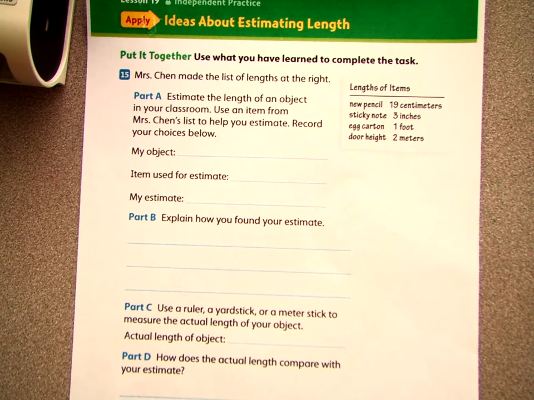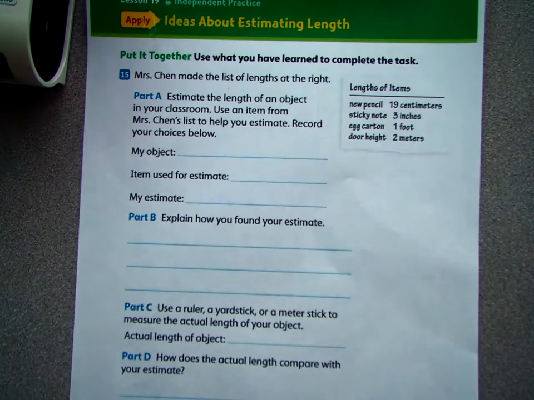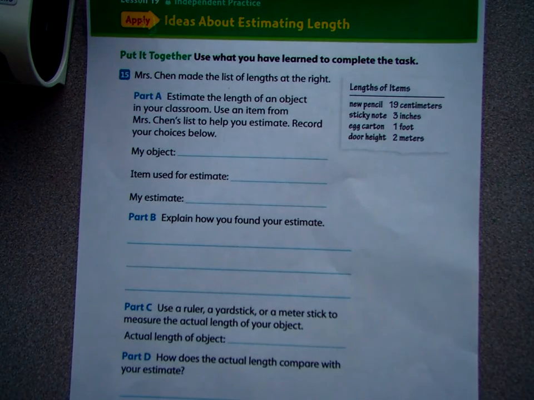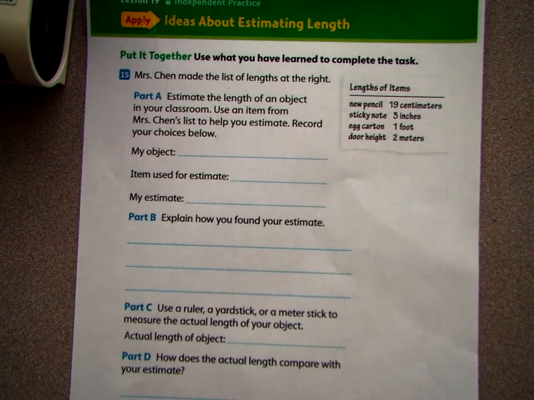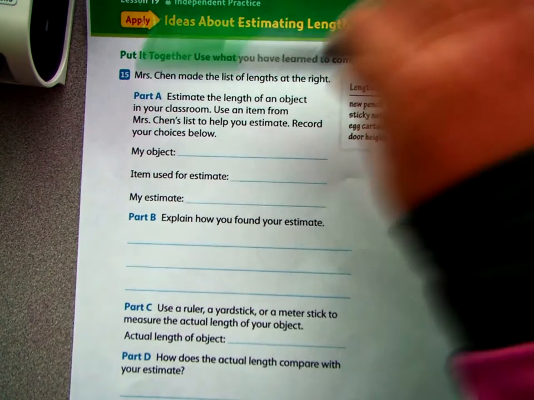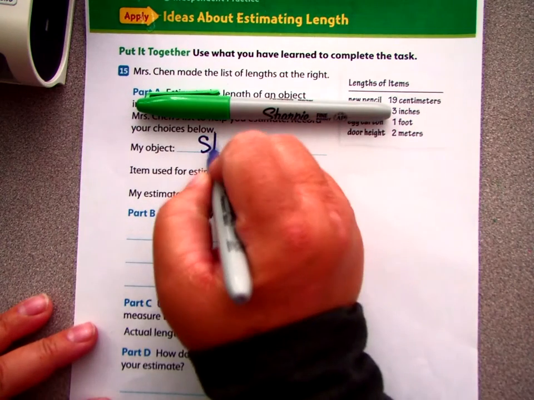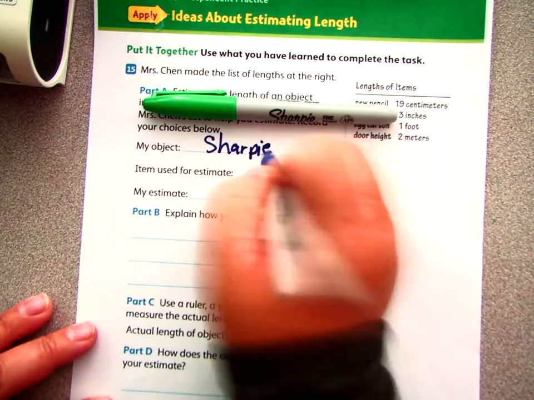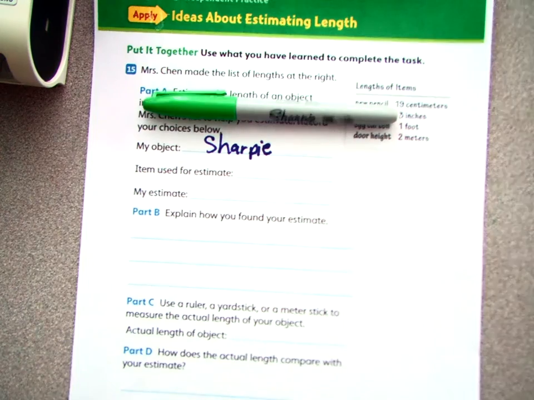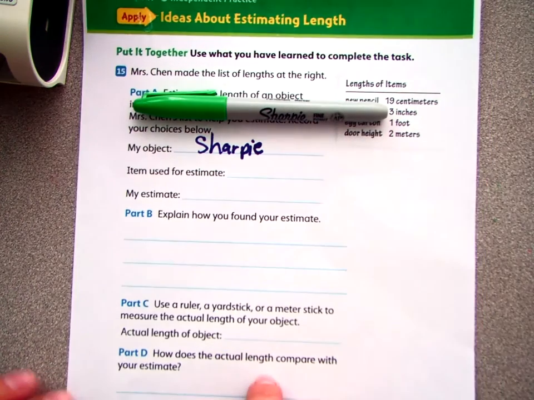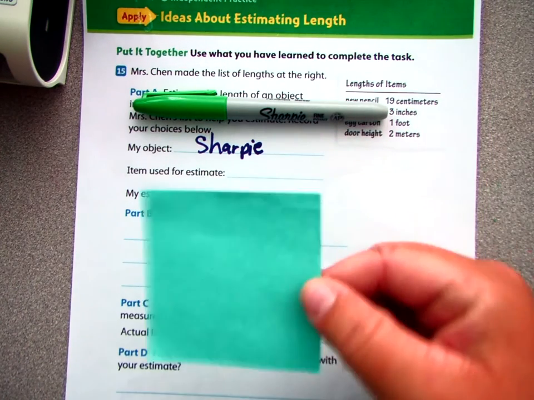Alright, part A. Estimate the length of an object in your classroom, or you're at home right now. Okay, so use an object in your house. Use an item from Mrs. Chen's list to help you estimate. Record your choices below. Alright, so what I'm going to use is a Sharpie. So my object is a Sharpie. Okay? The item that I'm going to use to estimate is a sticky note.